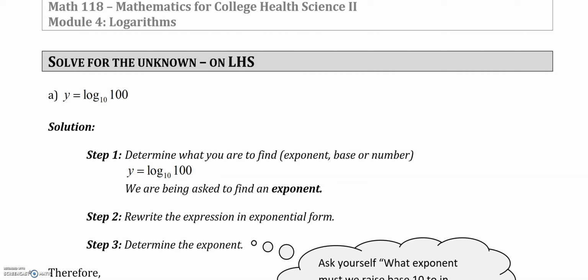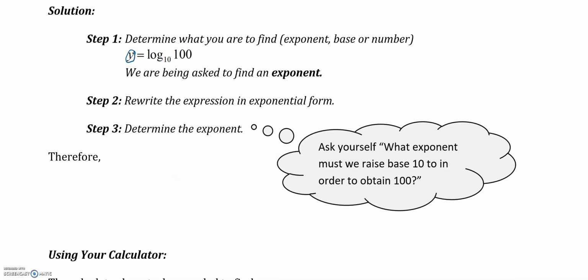Step 1 of this solution is to determine what we are asked to find. So are we looking for the exponent, the base, or the number in our logarithmic expression? Here we are looking for the exponent. We're looking for y. In step 2, we want to rewrite our expression in exponential form. Rewritten in exponential form, we get 10 to the power of y is equal to 100.